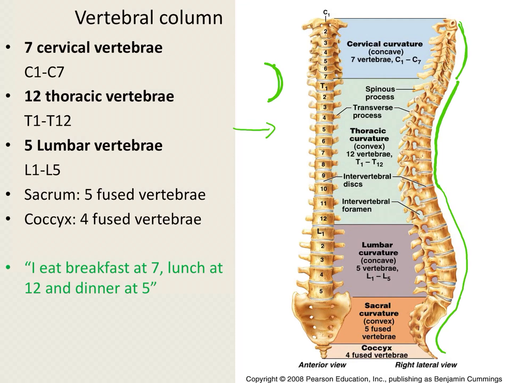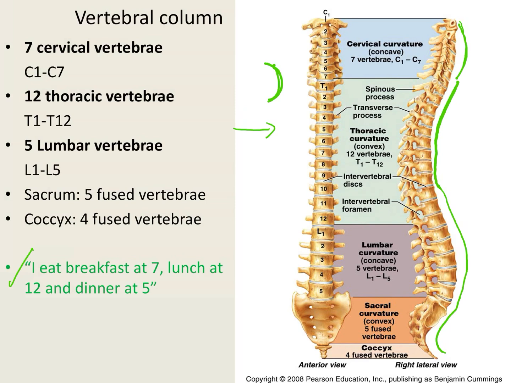So the first 7 vertebrae are in the cervical region. They're called cervical vertebrae, and they're named after their number. So you name them C1, C2, C3, C4, C5, C6, and C7. The next section are the thoracic vertebrae, and there are 12 of them, T1 through T12. Then the next area is lumbar vertebrae, L1 through L5. An easy way to remember this is the mnemonic: I eat breakfast at 7, lunch at 12, and dinner at 5. I used this a lot when I was first learning anatomy.